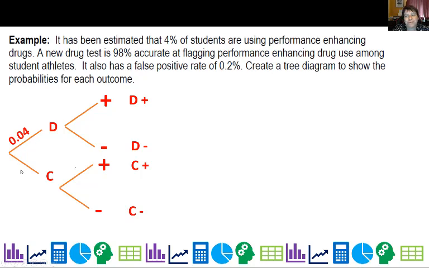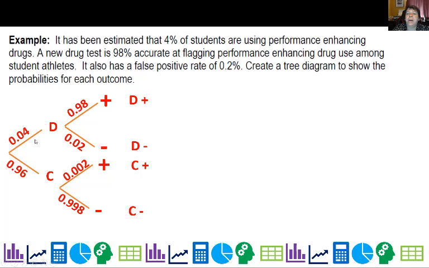So there's my 0.04 finally, which means this is 0.96. And the probability that it's going to catch them if they are doing drugs is 0.98, which means the probability they'll miss is 0.02. The probability of a false positive, that means a positive test for a clean student, is 0.002. And so that means that the probability is 0.998 that a clean student will test negative as they should.